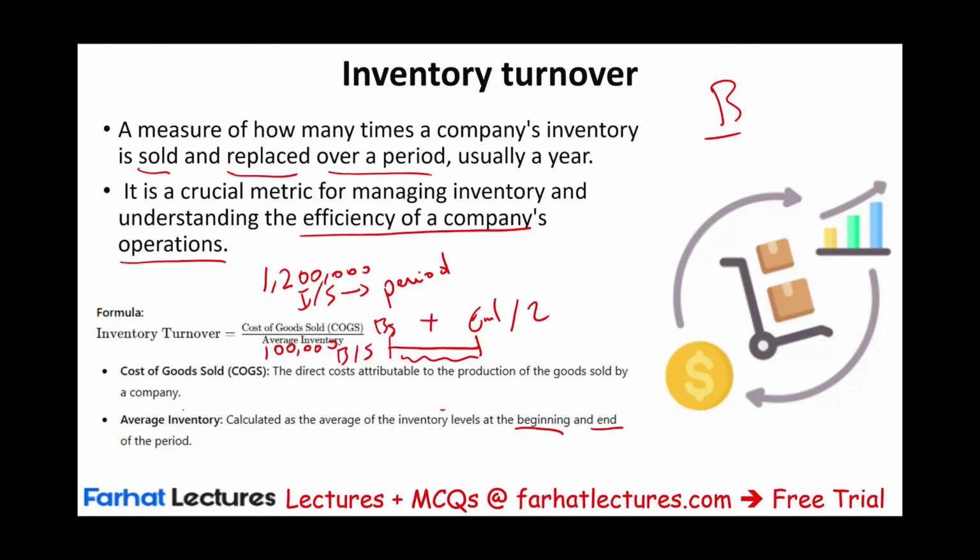What does that mean? It means if we take 1.2 million divided by 100,000, the answer, our inventory turnover, is 12. What does that mean? It means we turn our inventory 12 times. Now, as I mentioned earlier, do we want this number to be higher or lower? We always want it to be higher, assuming we are making a profit.